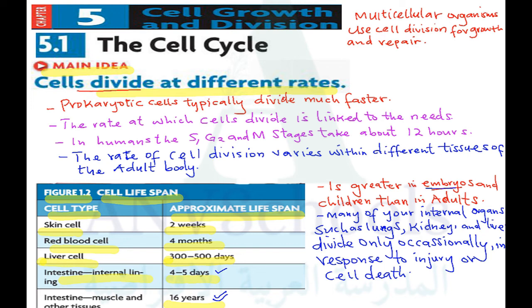Cells that divide only rarely are thought to enter a stage that some scientists call G0. If you see that these cells are dividing only occasionally or rarely, then they enter what we call G0. In G0, cells are unlikely to divide, although they may continue to carry out their normal function.